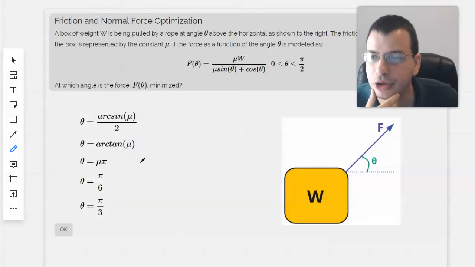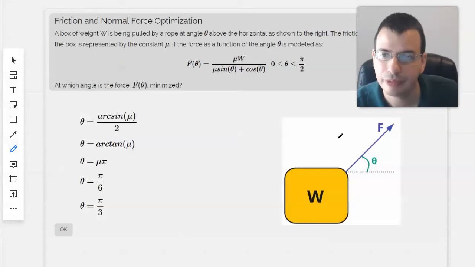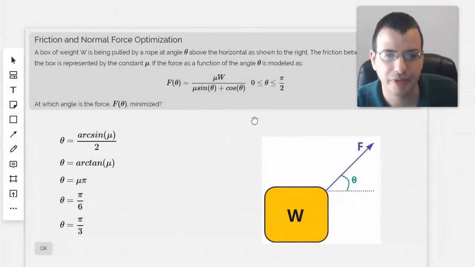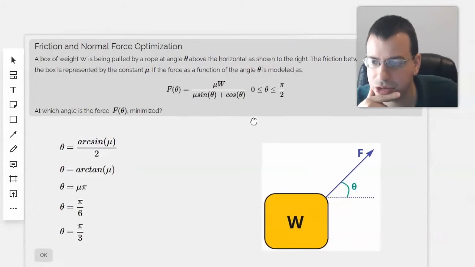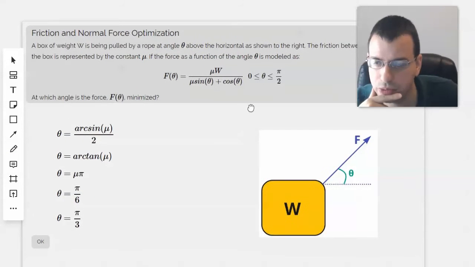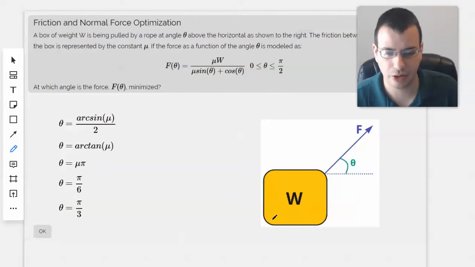The box of weight W is being pulled by a rope at angle theta above the horizontal line shown to the right. The friction between the ground and the box is represented by a constant mu. Okay? I'll just write something like mu.